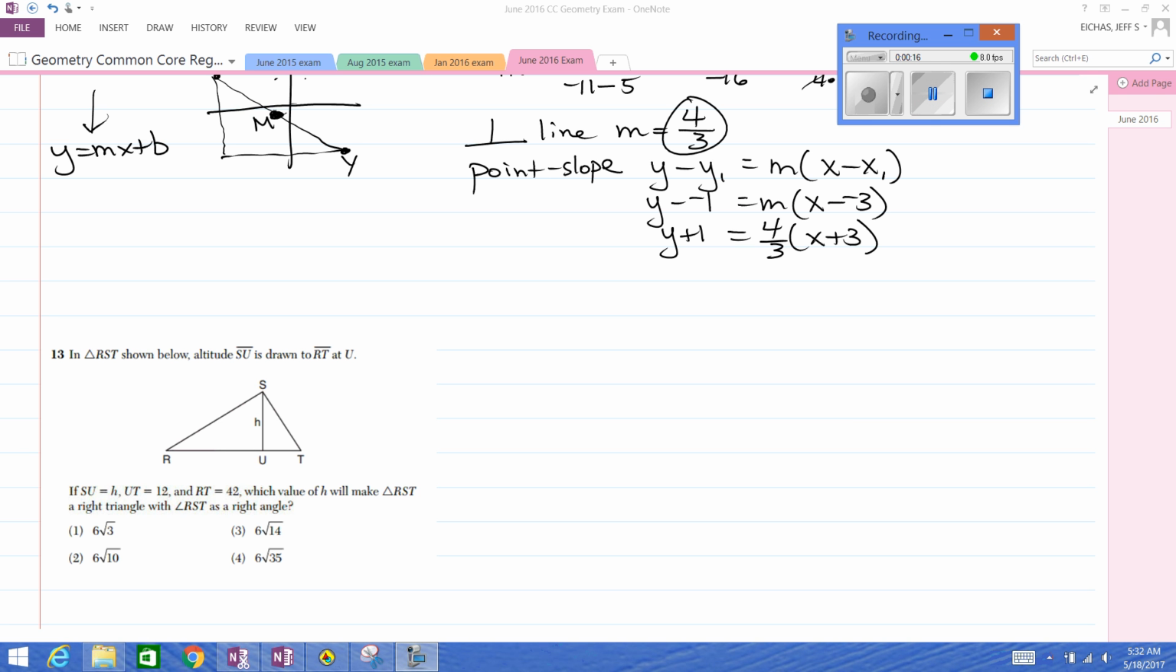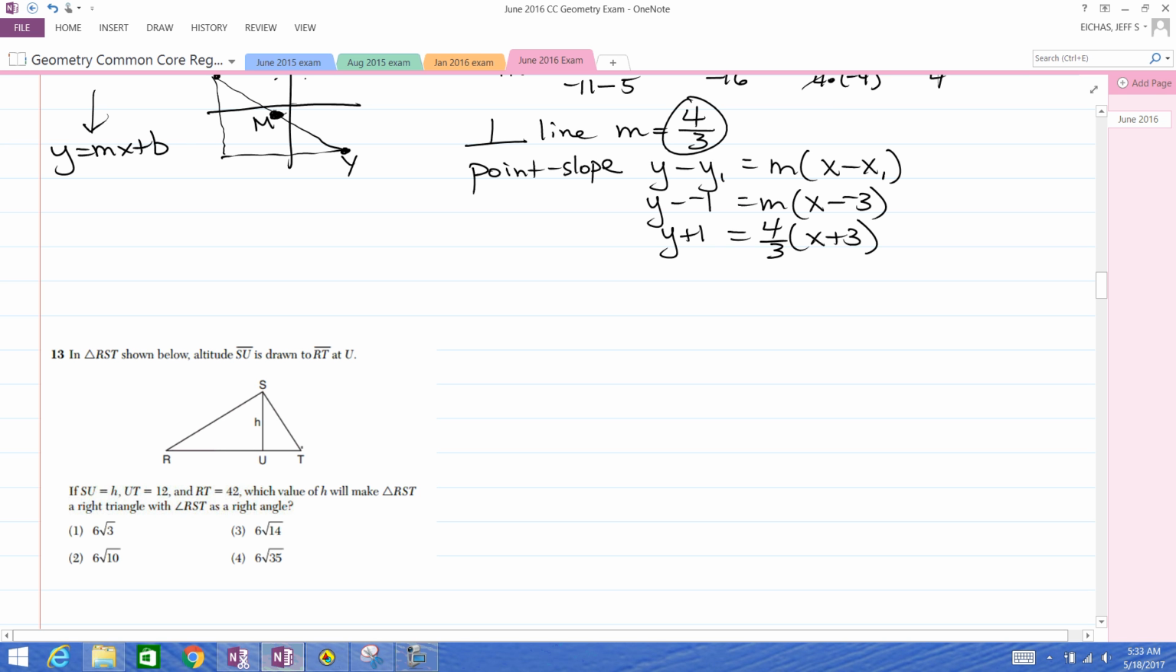And in reading, let's see, this one here. Okay, UT, so from here to here is 12. All the way is 42. So RU is 30, right? And if RST is a right angle, okay, so this is a question: what will make this one of those three right triangle problems? Okay, altitude SU, so that is perpendicular.